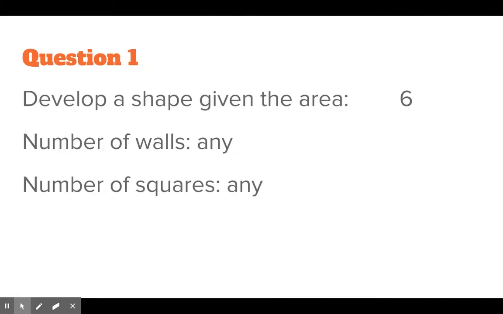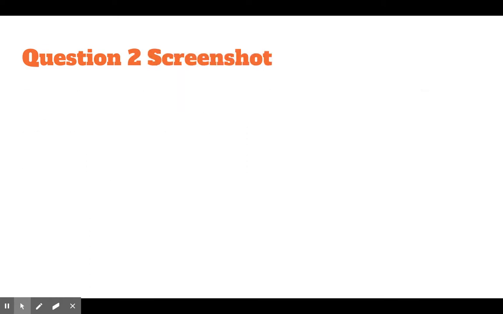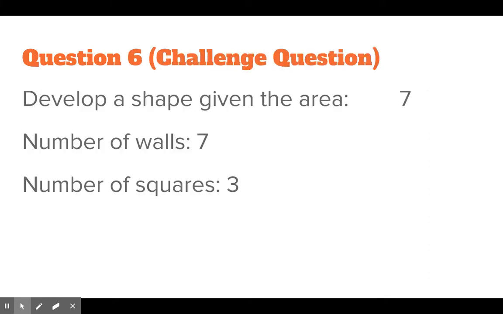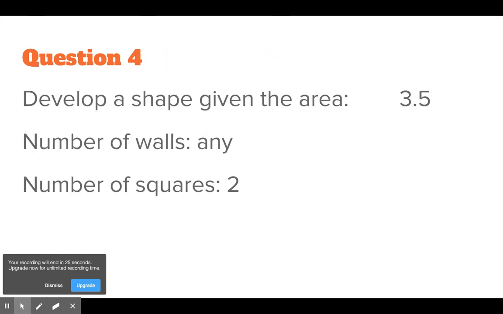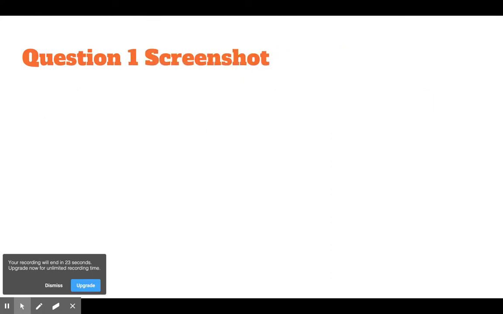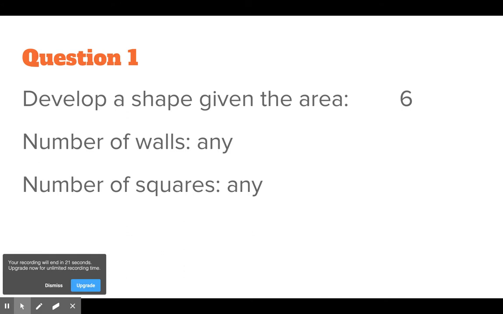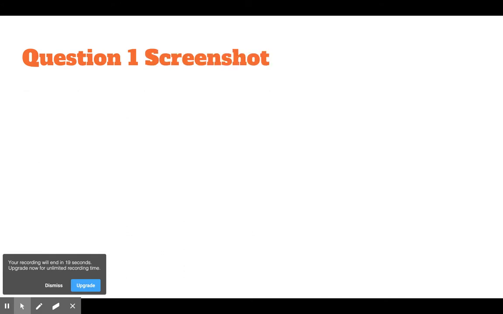For question 1, I'm giving you an area. You're figuring out for the first one how many walls or squares you want. It's kind of up to you. As you go through the questions, they're going to get a little bit harder. So question 2, I'm making it more restrictive, all the way down to question 6, which is more of a challenging question. What I would like you to do is after you complete the question on the Geoboard, for example, question 1, I just want you to screenshot it and put it on here and turn it in.